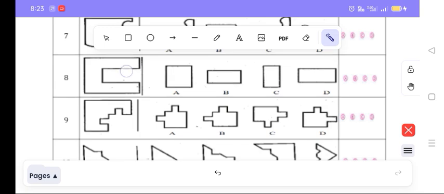Question number 8. A rectangle part has been cut. So A is a square, cannot be the answer. B is a rectangle but small in size. C, again it is small. D can be the answer. Question number 8, D is the answer.